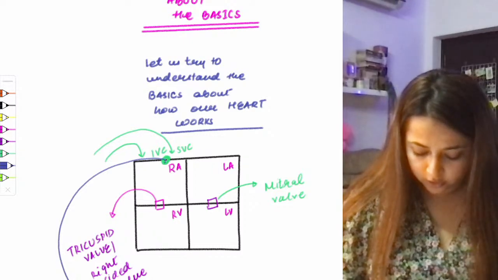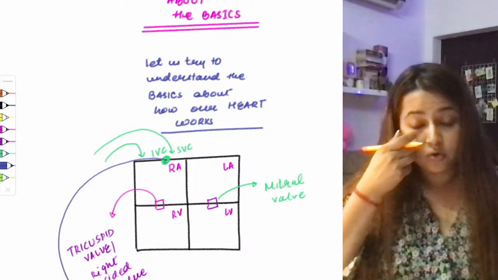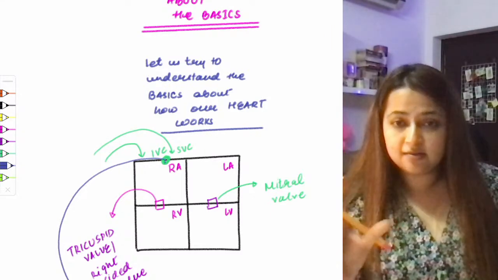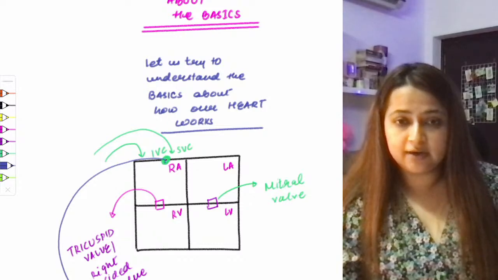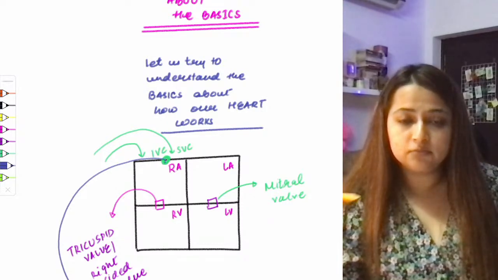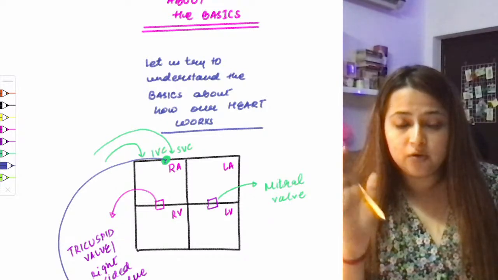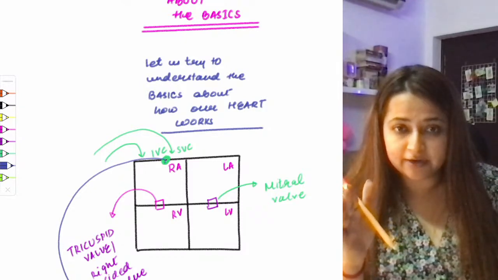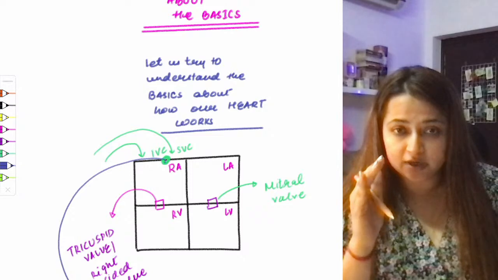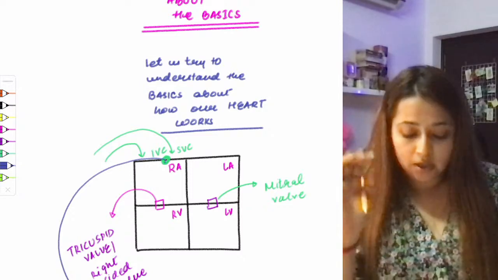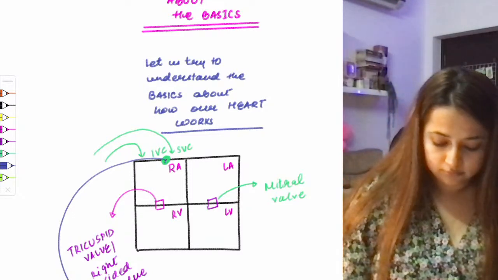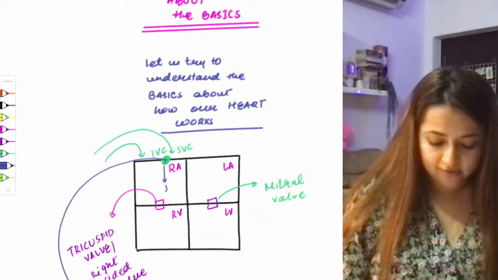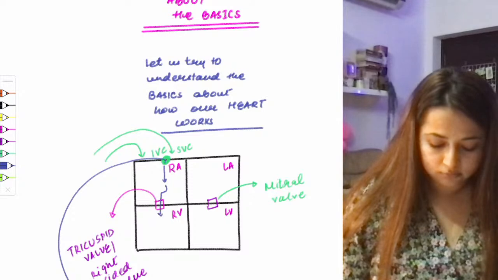We have SA node. So don't ever get confused between different things. So SA node, we keep on talking about it, right? This is part of the conducting system of the heart. But where is this SA node present? This SA node is present at the roof of the right atrium where SVC is pouring the blood into the right atrium.